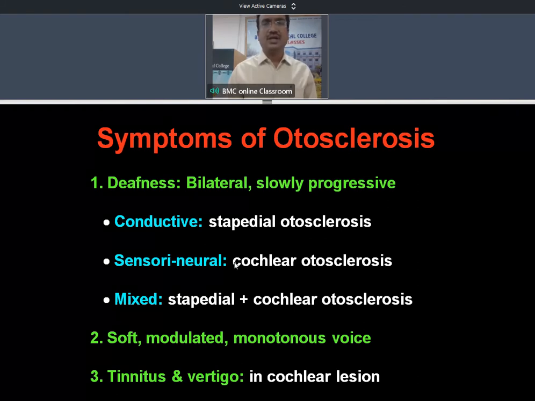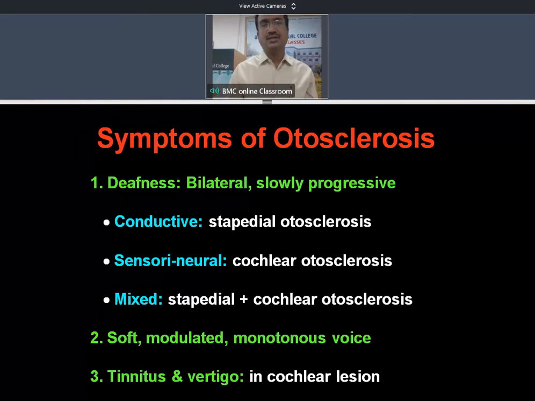So if it is cochlear type, that means the focus is present in the oval window or promontory, then you will see the sensorineural type of hearing loss. In some people, if both types are there, then you will see the mixed hearing loss. So that is the commonest presentation of the patients: unilateral or bilateral conductive hearing loss without any other history, like ear discharge or any blocking sensation in the ear.